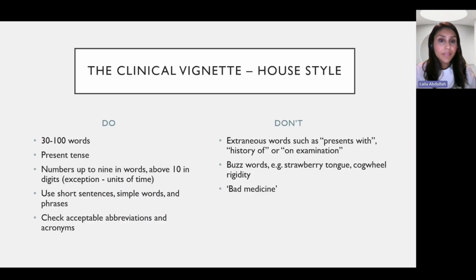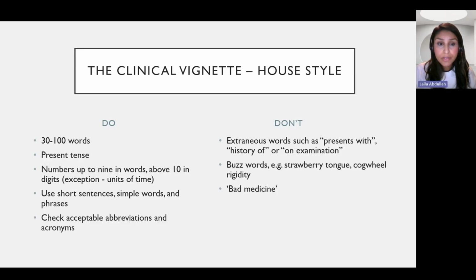So thinking about the vignette, first of all, we want this to be short, so between 30 to 100 words. It should be written in the present tense. Numbers up to 9 should be written in words and above 10 in digits. And the exception is units of time, so a person's age or the number of weeks that they've had shortness of breath. If it's 3 weeks, for example.